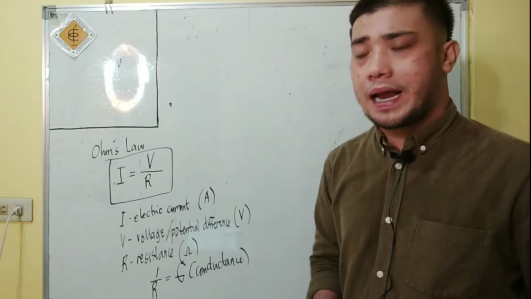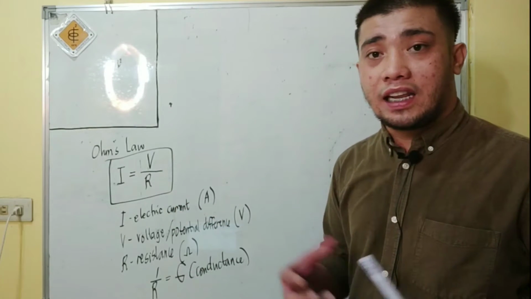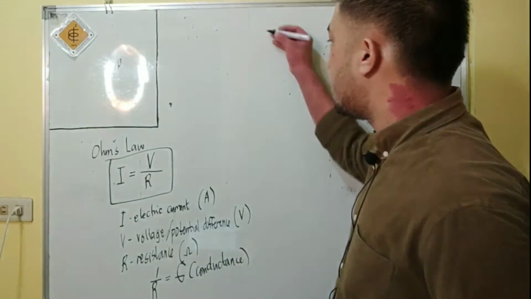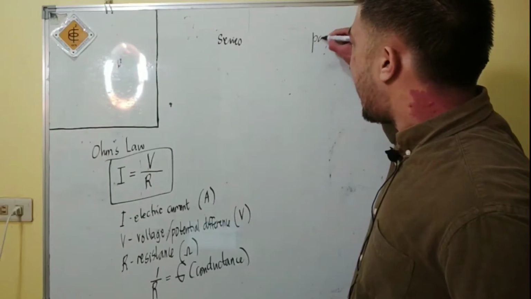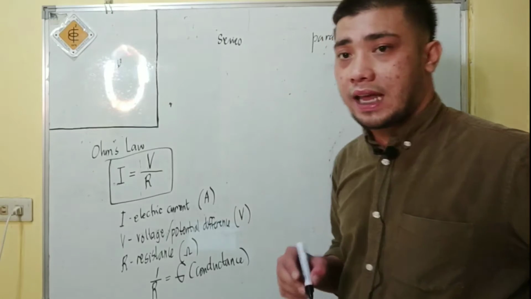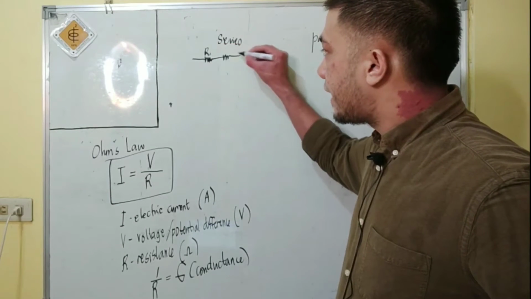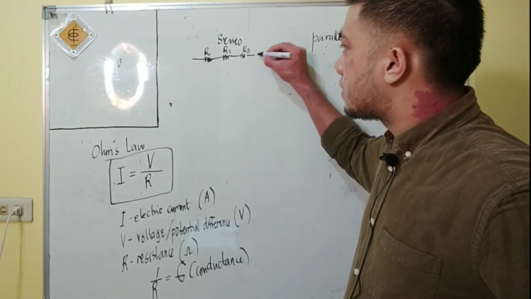For Ohm's Law, getting the resistance is also an important thing. Let's say we are dealing with a certain connection. We have two most commonly known connections: the series connection and the parallel connection. For the series connection, let's take note of this. Let's say I have one resistor connected in series with another resistor, connected in series with another resistor, and so on.